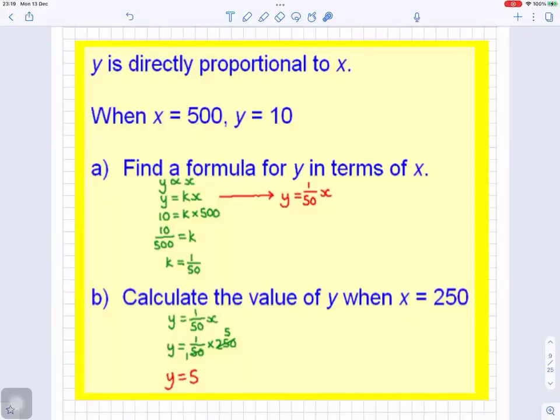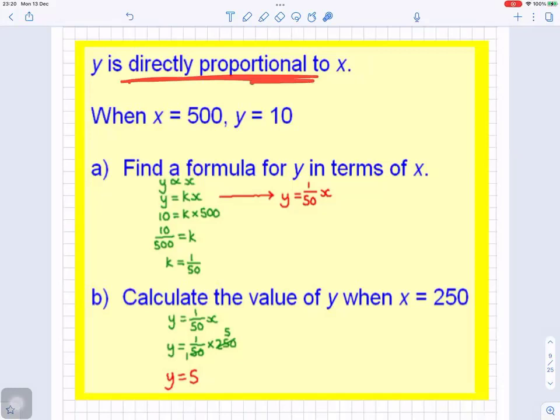Y is directly proportional to X. When X is equal to 500, Y is equal to 10. Find a formula for Y in terms of X. So the first thing you write: Y is directly proportional to X.